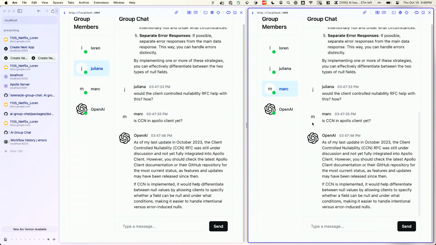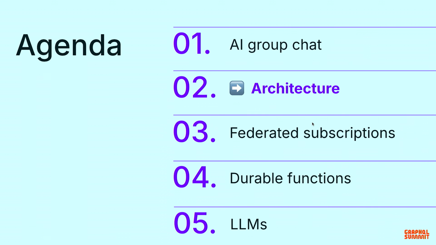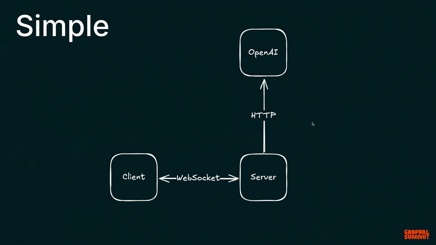So this is the app, and there are different ways we could build this. The most basic, simple option is we have the client open a WebSocket to a single GraphQL server on a single host, do a subscription, and the server keeps track of everything in memory, both the pub sub and the state, and talking to OpenAI.